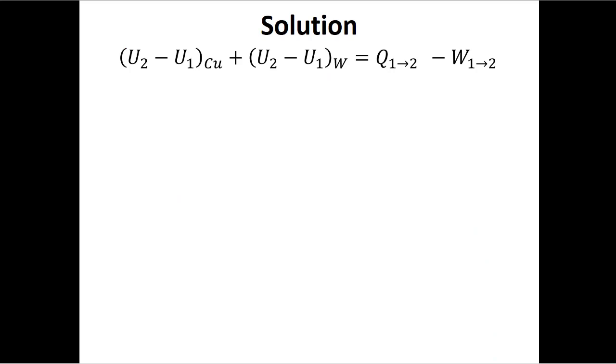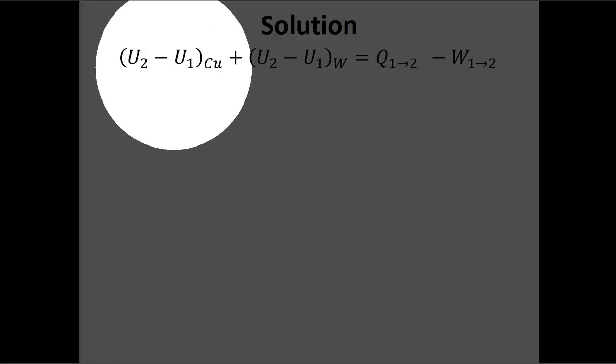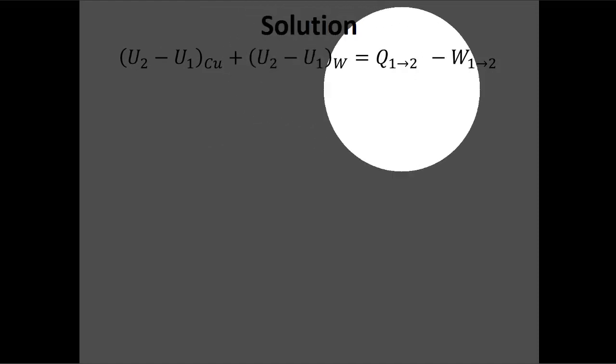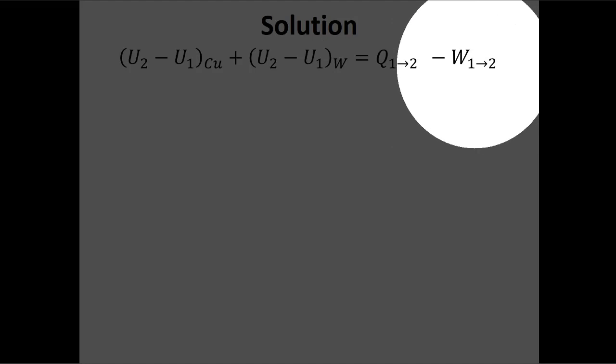So my solution, my first law: I'm going to assume that the kinetic and potential energies are small, so I'm only interested in delta U. So the left-hand side of my equation becomes the change in U for copper plus the change in U for water is equal to Q, the heat that comes in, minus the work that goes out.